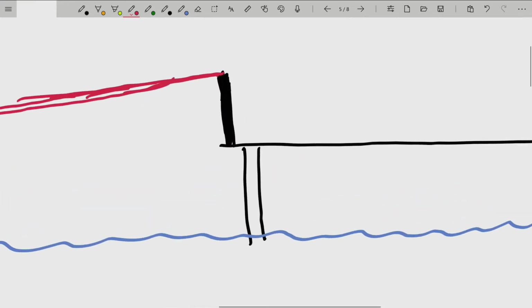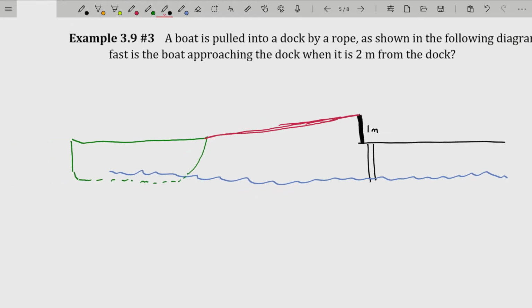Now, I have to give you some extra information here. First of all, the pulley that the rope is being pulled over is 1 meter tall. Also, the bow, I guess the front end of the boat here, is at the same elevation as the pier. Okay, so these are the same elevation right here, which creates a right triangle. That's kind of important for this situation.